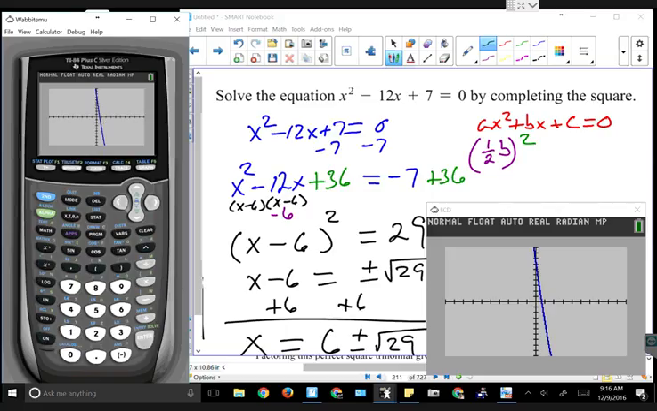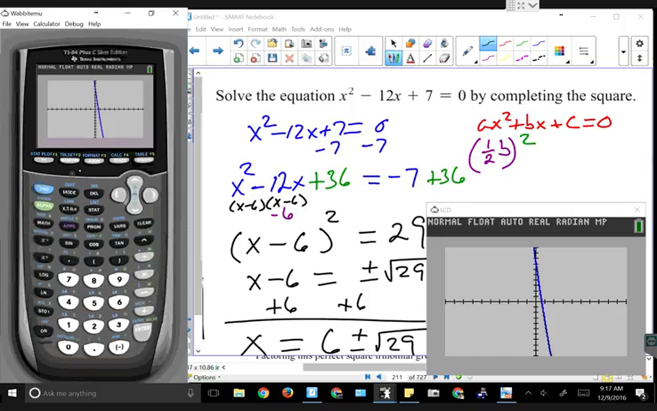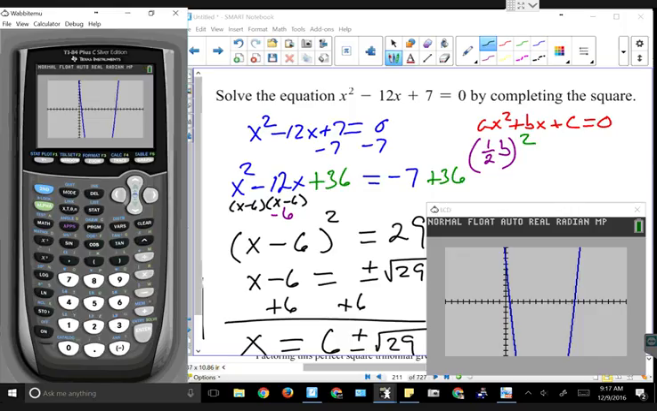By the way, what would be the square root of 29? If you had to ballpark it, 29 is close to 25, right? The square root of 25 is 5. One above that is 6. So I would probably have to change my window here. I'm going to move my x max out to 20 just to make sure that it actually shows up. So if I hit graph again, I see it come down, and I see it go back up.